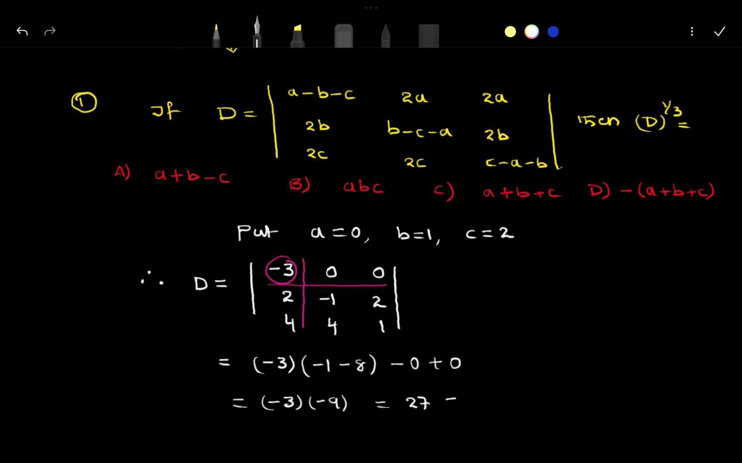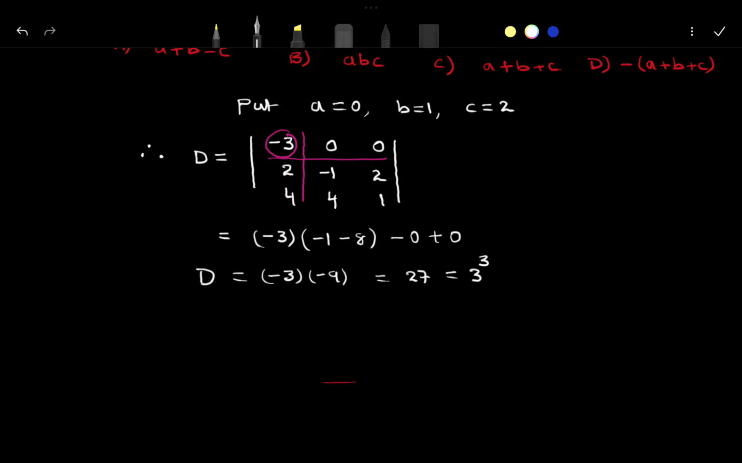So 27 you can write as 3 to the power of 3. So D is equal to 3 to the power of 3, which means now you can write D to the power 1 by 3 is equal to, this value is 3. So by substituting the values in this given determinant, you got D to the power of 1 by 3 is equal to 3.